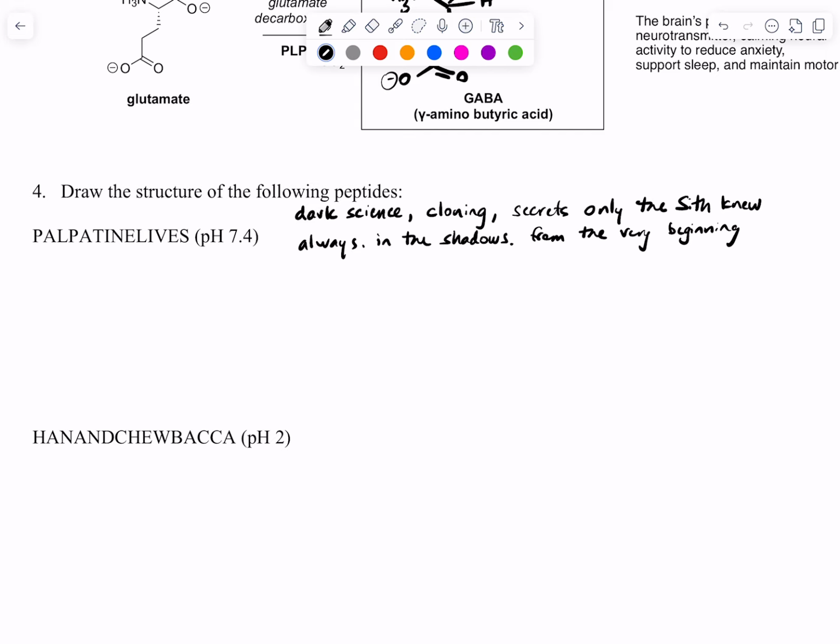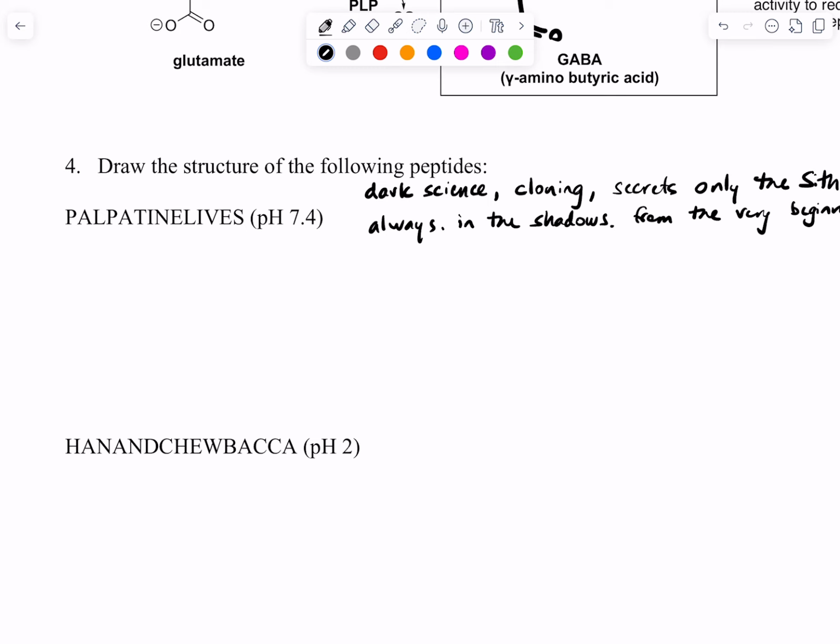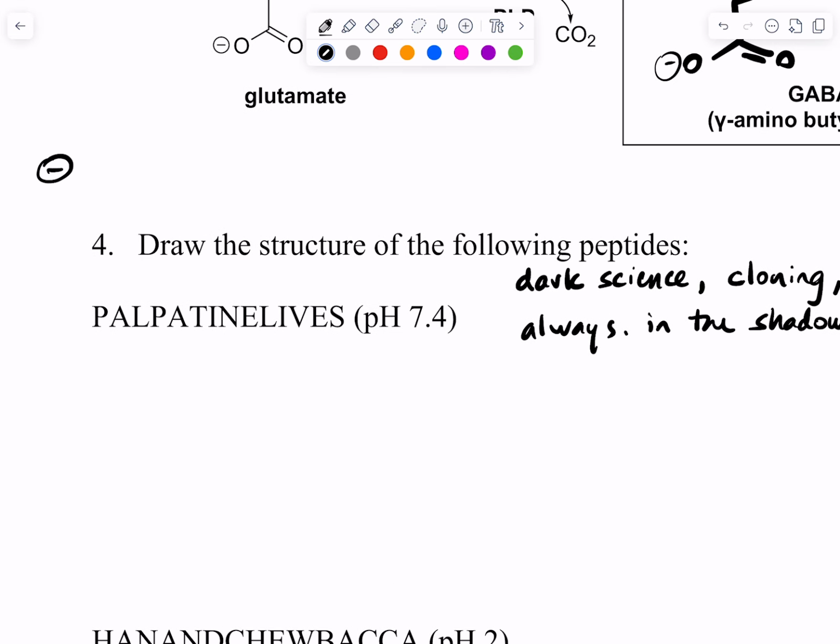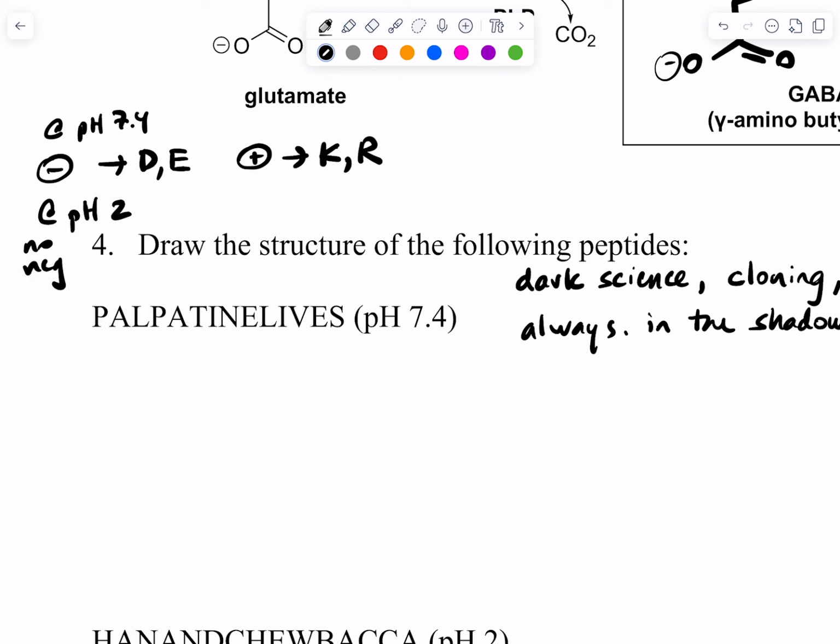if only. Okay. So this is just a way to test how well you know the amino acid structures. We can answer the charge question easily without drawing the structures if you remember that the negatively charged amino acids at pH 7 are D and E, aspartate and glutamate, and the positively charged ones at pH 7 are K and R. If you remember at pH 2, there are no negative charged amino acids, and the positively charged ones should include K, R, and H.